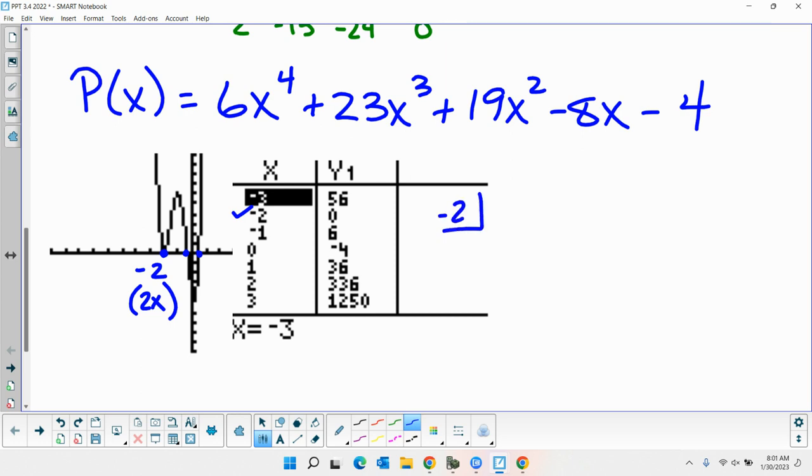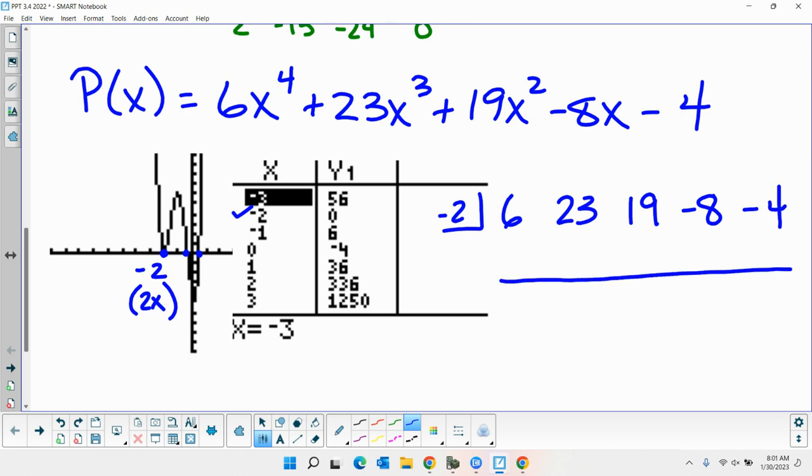And I don't have to add any zeros again. Just remember, it's -8 and -4. Keep those signs with you. -2 times 6 is -12. 23 minus 12 is 11. -2 times 11 is -22. And that's a -3. -2 times +6, that's a -2. -2 times -2 is +4. We get the 0. So there's the first time it works.